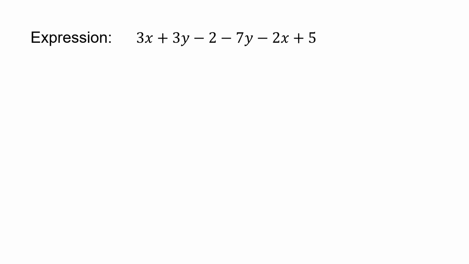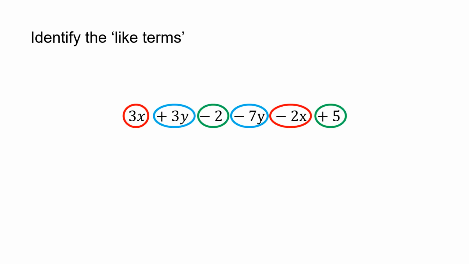Now we have a slightly trickier expression, but again, it's exactly the same principle, so nothing to worry about. So we have 3x plus 3y minus 2 minus 7y minus 2x plus 5. We go through exactly the same steps, so all we have to do is identify the like terms. Previously, we had just an x term and a number term. Now we have an x term, a number term, and we also have this additional y term.